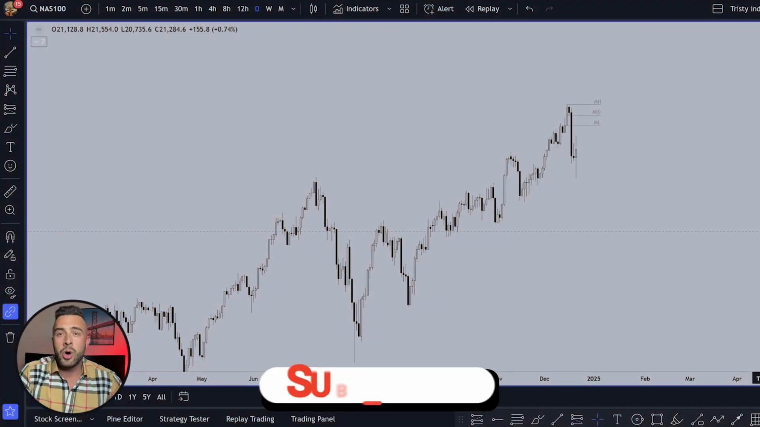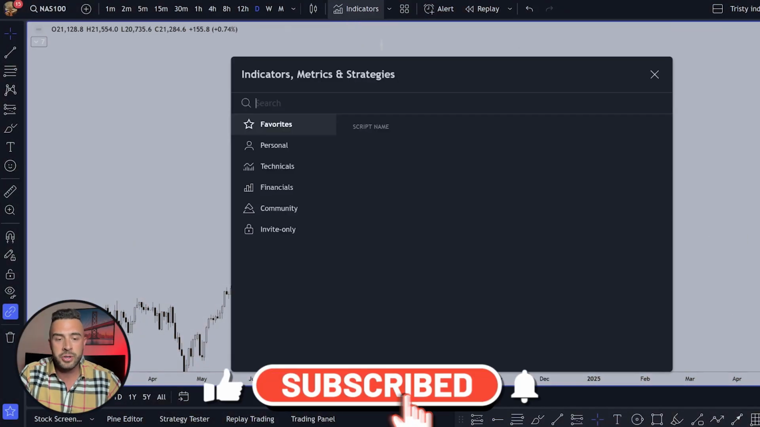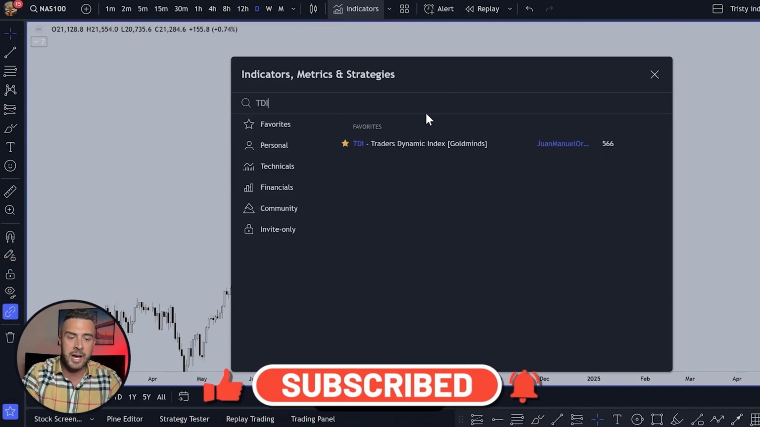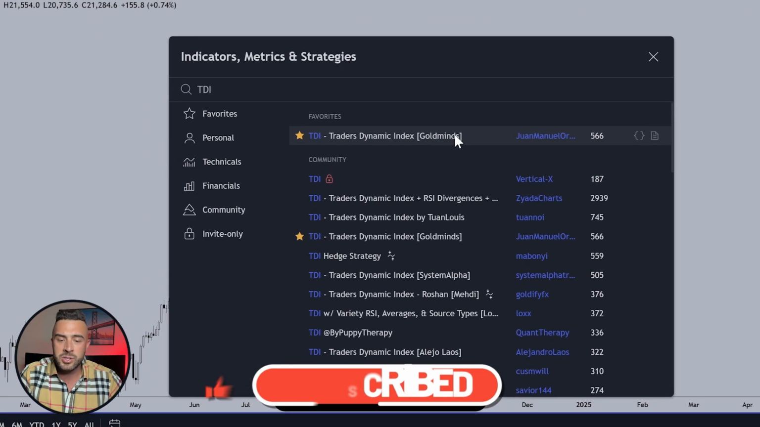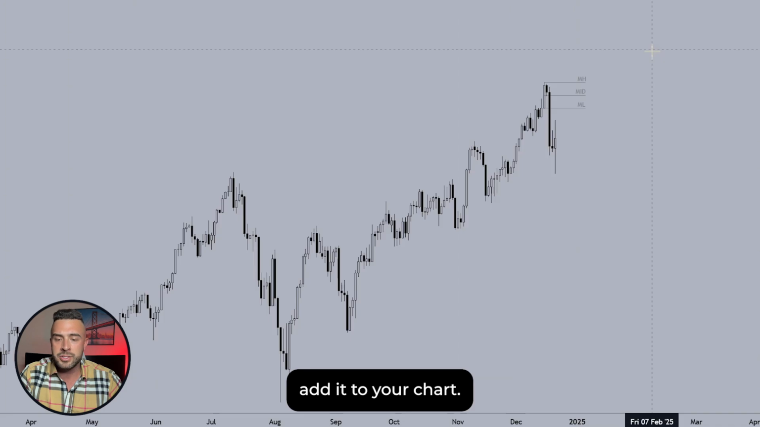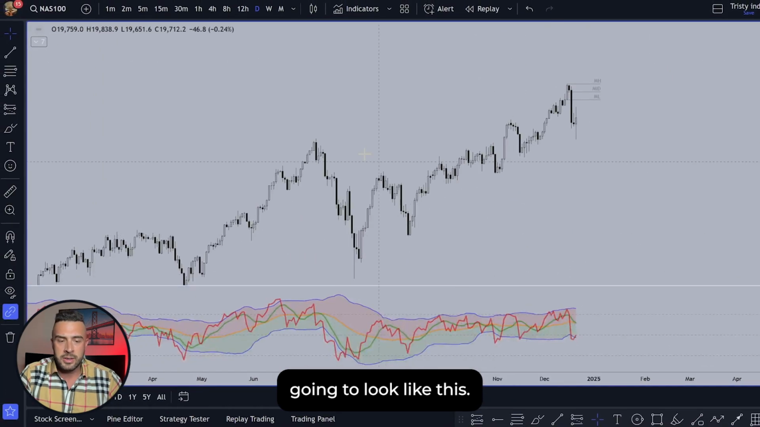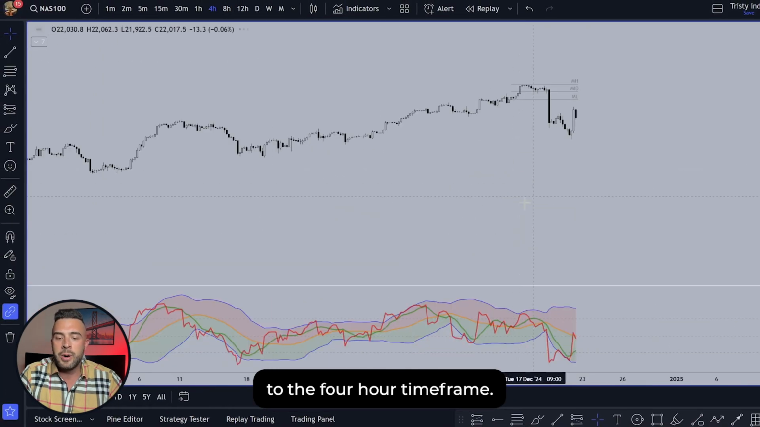Okay, so in this strategy, all you need to do is come up here and go to your indicators and type in TDI. What's going to come up is the TDI's gold mines. You're going to click this one right here and add it to your chart. Once you do, it's going to look like this. And then you're going to go down to the 4-hour time frame.